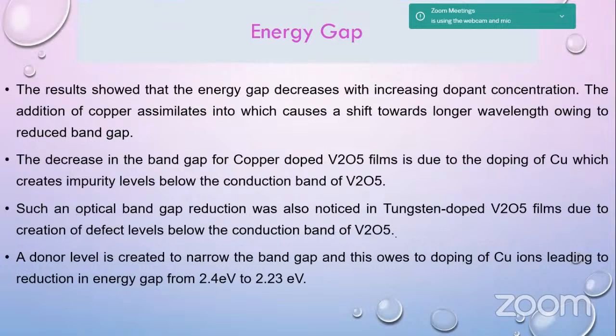So the energy gap results show that the energy gap decreases with increasing concentration. The addition of copper causes a shift towards the longer wavelength owing to the reduced band gap. The decrease in the band gap for copper doped V2O5 films is due to the doping of copper, which creates impurity levels below the conduction band of V2O5. Such an optical band gap reduction was also noticed in tungsten doped V2O5. This I have given in the reference also, madam. A donor level is created to narrow the band gap, and this owes to doping of copper ions, leading to reduction in energy band gap.